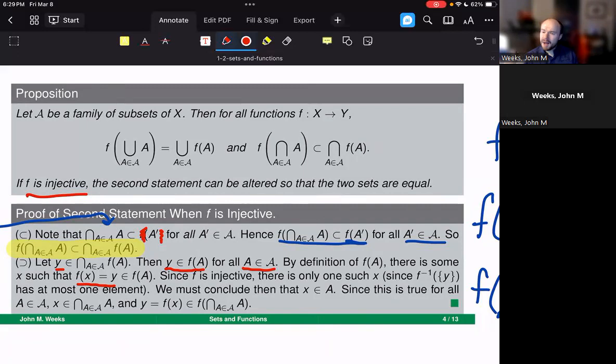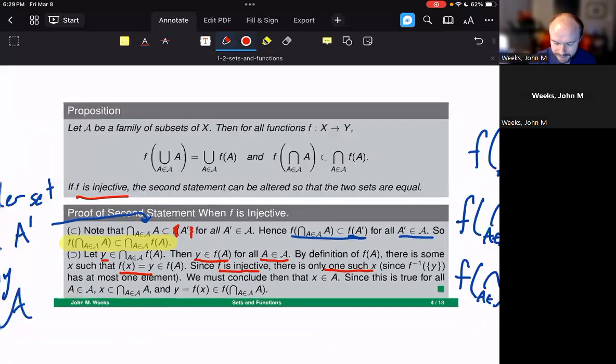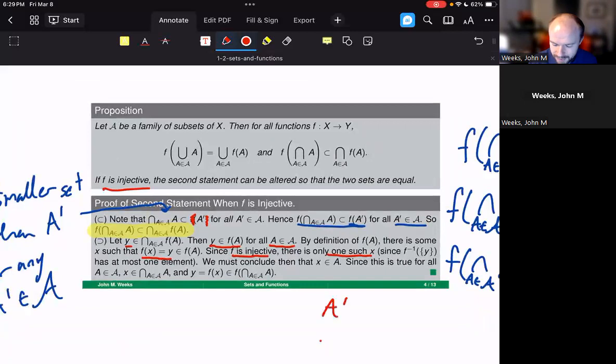However, I'm able to just call that x rather than an x that's reliant on A exactly because of injectivity. Since f is injective, there can only be one such x for any of our sets A. That is, if I had chosen an a prime and an a double prime, for example, and I had the same element y that's inside of both of these, then the x that gets mapped to y has to be exactly the same.